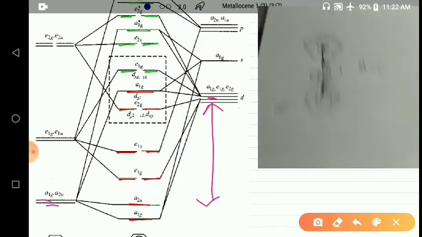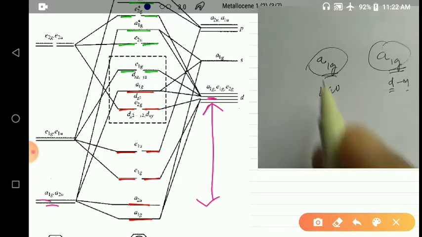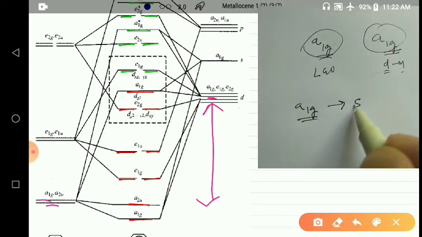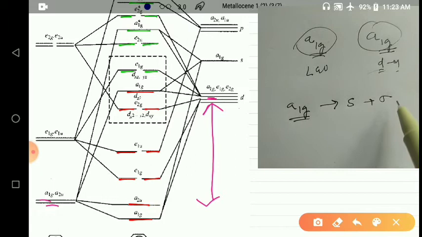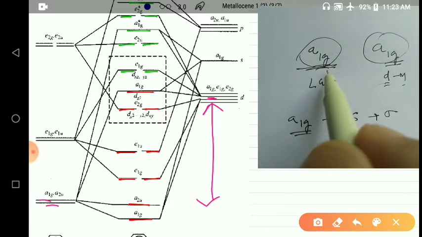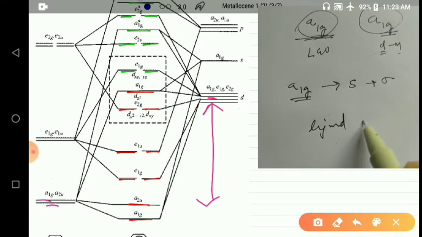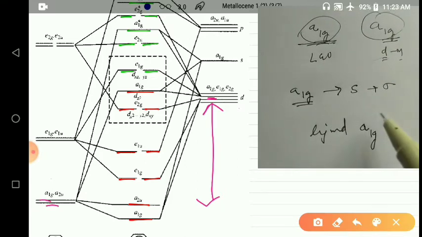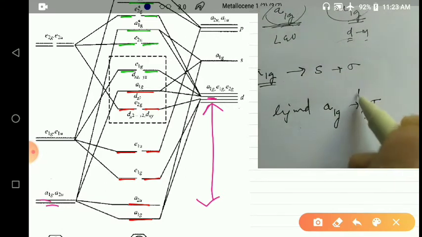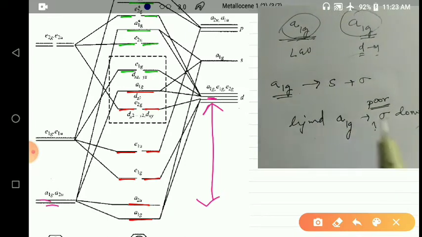That means the stability of this bond is not coming from this overlap. When we talk about A1g, it has the same symmetry as the s orbital. The s orbital is related to sigma bonding. So the ligand group orbital A1g is not a good sigma donor; we can say it is a poor sigma donor.